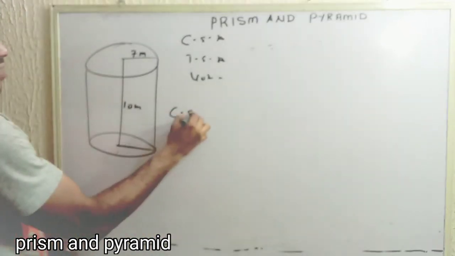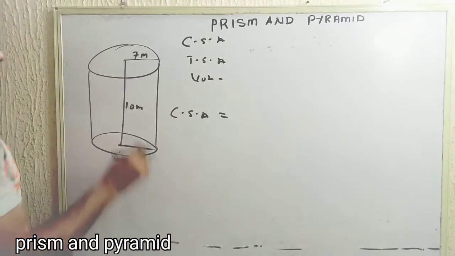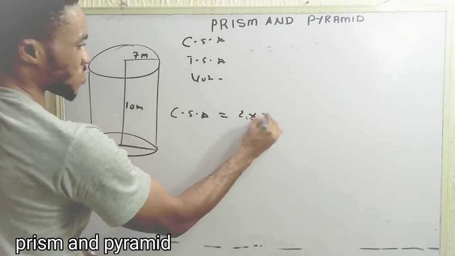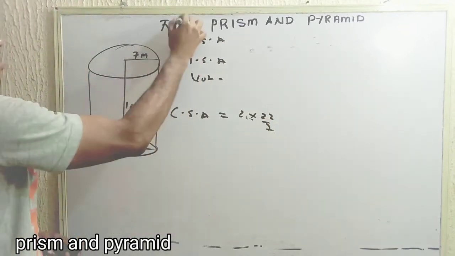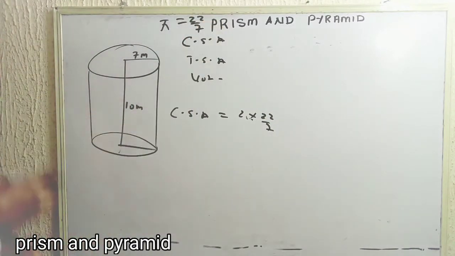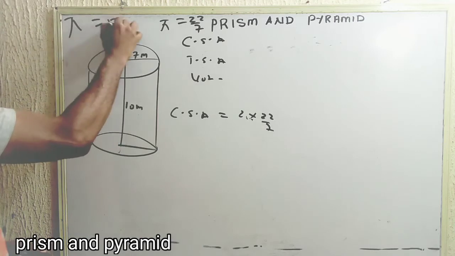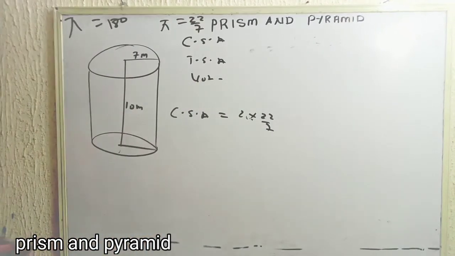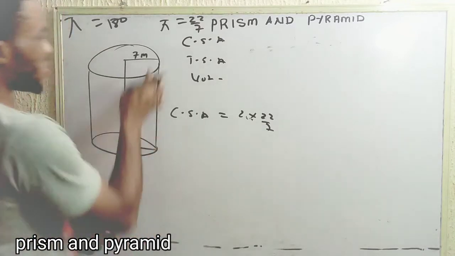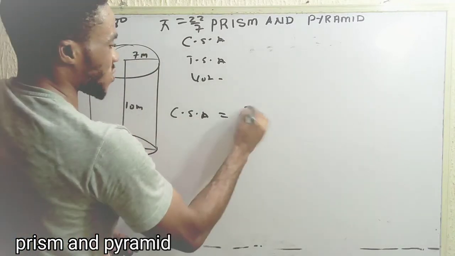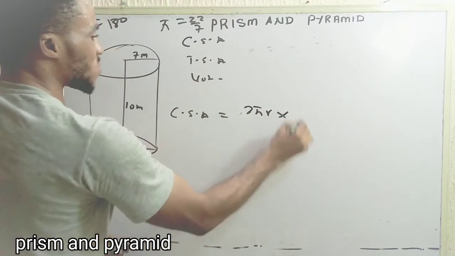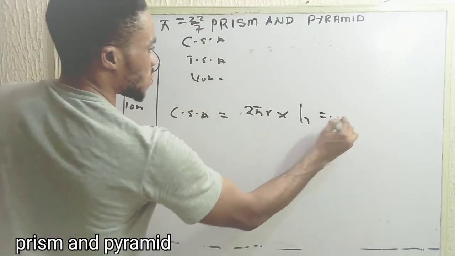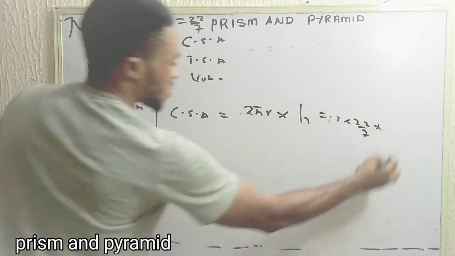Now the curved surface area of this figure will be given as the perimeter of the base, which is 2 pi, that's 2 times 22 over 7. Remember that pi at this level is given as 22 over 7. At advanced level, pi is always 180 degrees. So at this level, I take your pi to be 22 over 7. So the curved surface area will be the perimeter of the base, which is, let me write it first, 2 pi r times the height. So the perimeter will be given as 2 times 22 over 7 times the radius being 7 times the height.